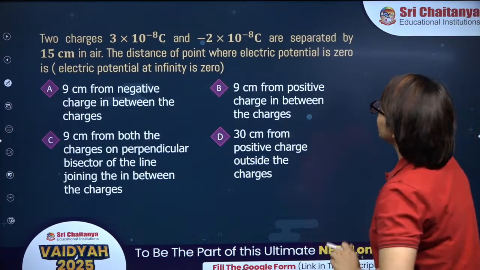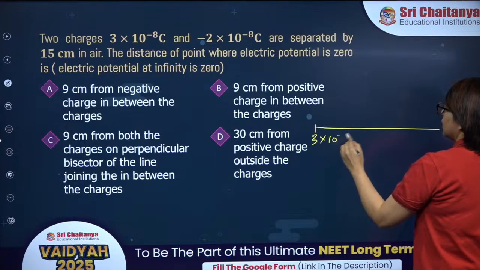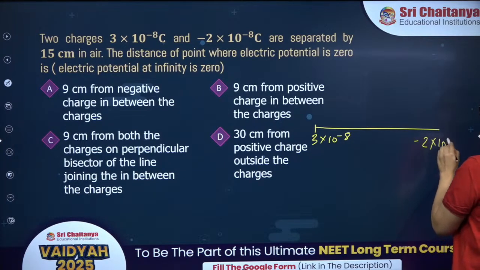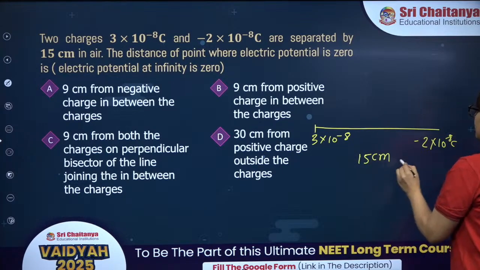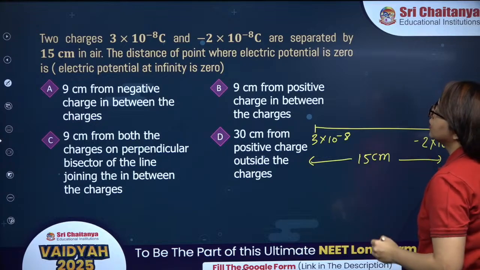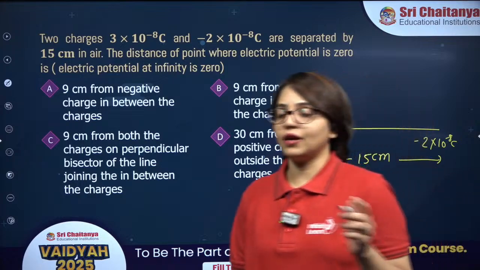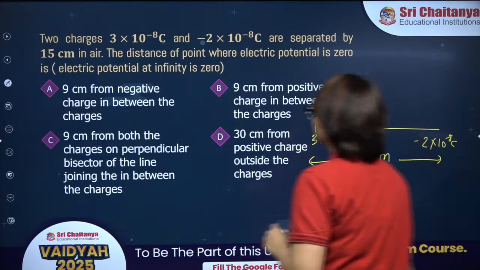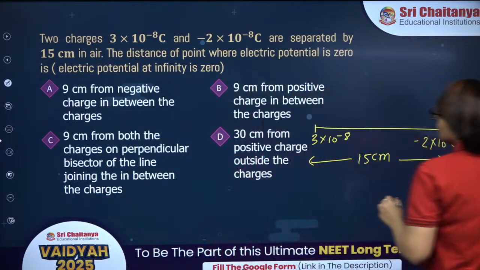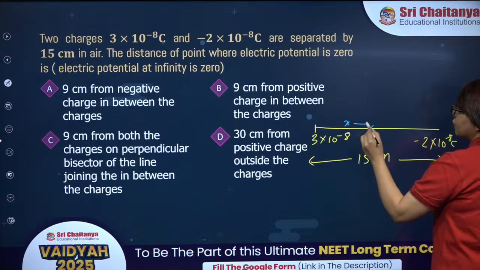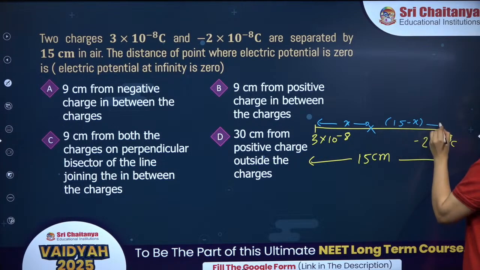Two charges, 3 into 10 power minus 8 coulomb and minus 2 into 10 to the power minus 8 coulomb are separated by 15 centimeter in air. This is the separation between these two charges. We have to find the distance of the point at which the net electric potential is 0. So let's say that point is somewhere over here at a distance of x from the positive charge. So the remaining distance from the negative charge will be 15 minus x.